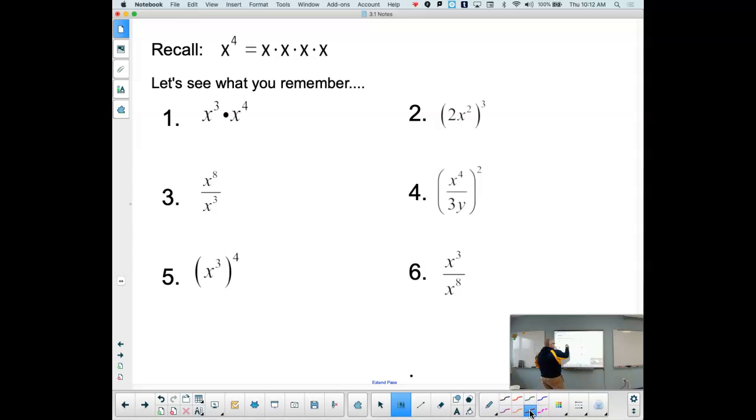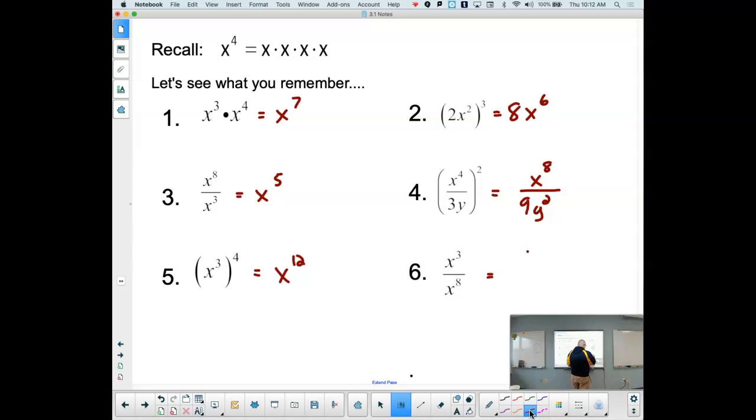All right. So the answers here would be x to the 7th power, 8x to the 6th power, x to the 5th power, x to the 8th power over 9y squared, x to the 12th power, and 1 over x to the 5th power would be the answers there.